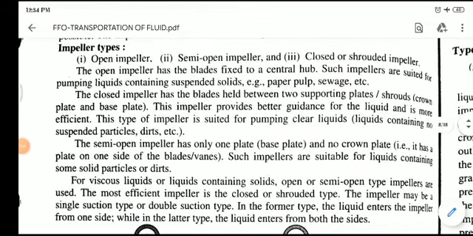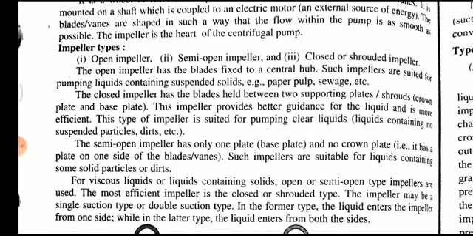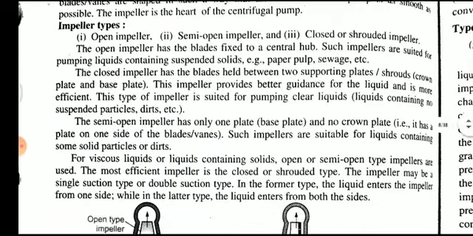The closed impeller has the blades held between two supporting plates, the shrouds, that is the crown plate versus the blade base plate.